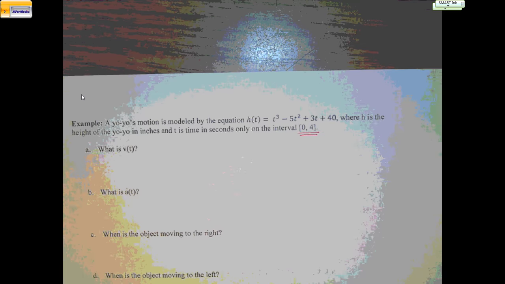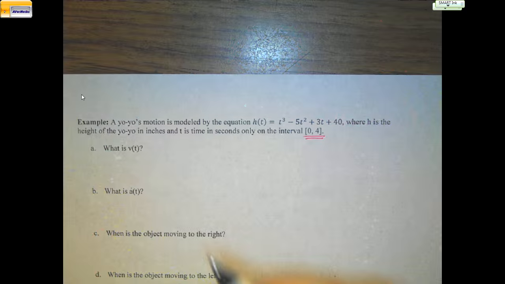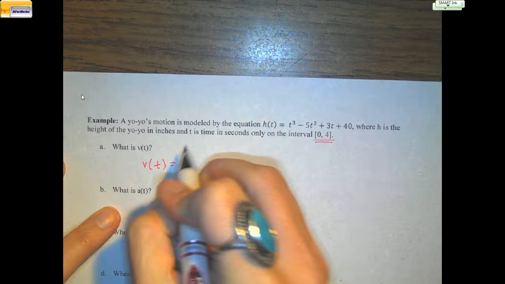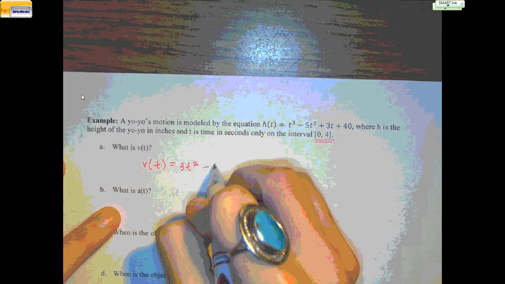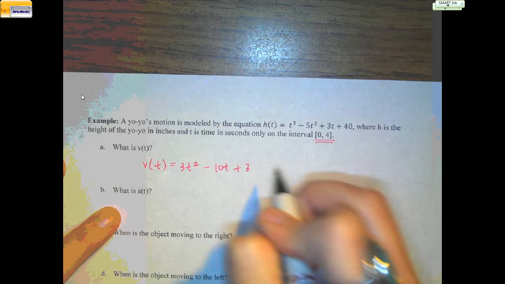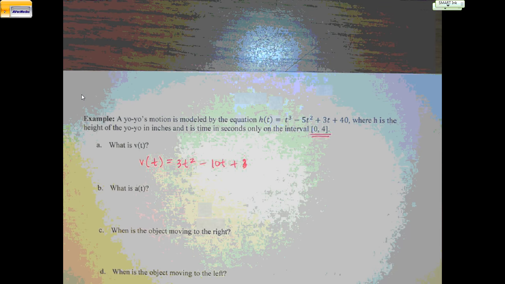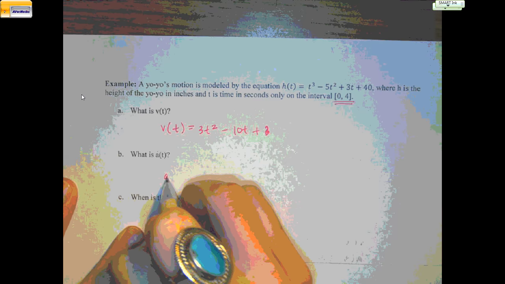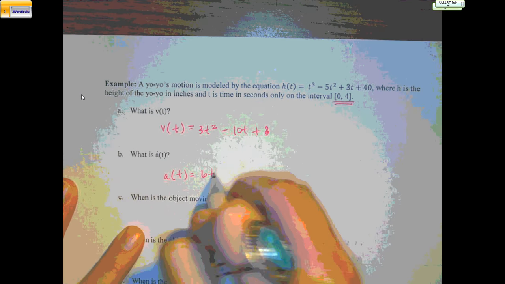A yo-yo's motion is modeled by, they give you an equation. They tell you that h is the height of the yo-yo in inches and t is time in seconds, and they tell you that only to work it for the interval 0 to 4. So this time we won't be dealing with negative infinity or positive infinity on any of our answers. We're only on the interval from 0 to 4. Velocity is the derivative of our position function. So I take the derivative and I get 3t squared minus 10t plus 3. Acceleration is the derivative of velocity. So I have 6t minus 10.